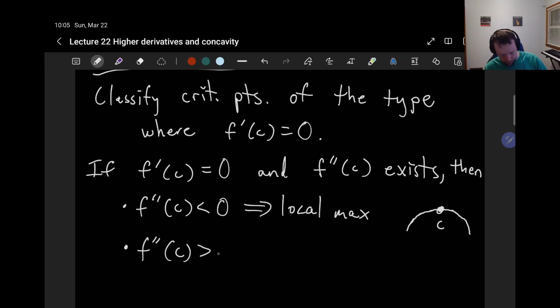If the second derivative is positive, that means we're concave up on this interval. So it looks more like this. And that means that our flat point is at a little valley. It's a local minimum. It's lower than all the points in its little neighborhood.